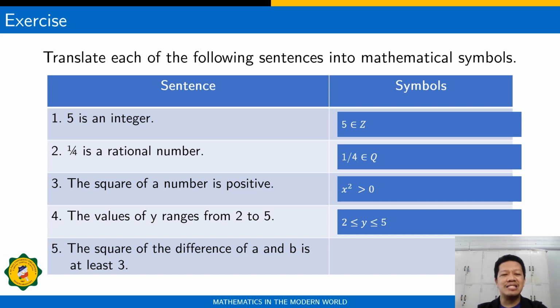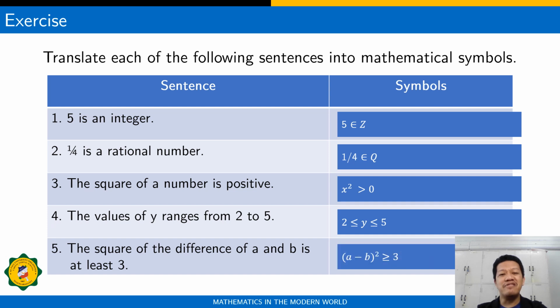How about the last statement? The square of the difference of A and B is at least 3. What do you mean by at least 3 in symbols? Or how are you going to express at least 3 in symbols? You will use the inequality symbol, greater than or equal to.